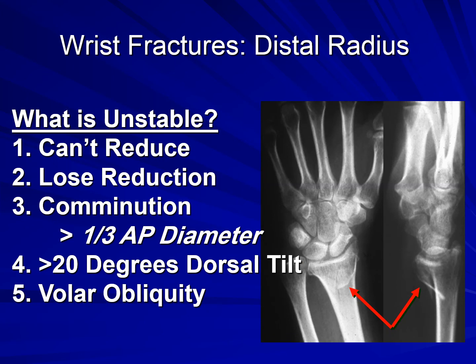So what are the unstable distal radius fractures which need operative intervention? These include fractures that are irreducible, cannot be reduced, loss of the reduction early, comminution more than 1/3 of the anteroposterior diameter of the bone, more than 20 degrees of dorsal tilt, and volar obliquity.